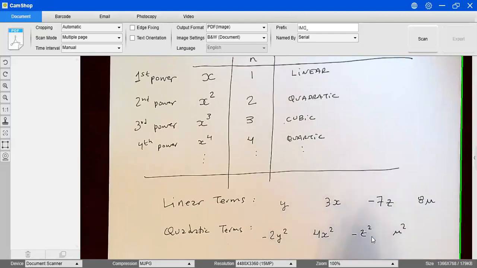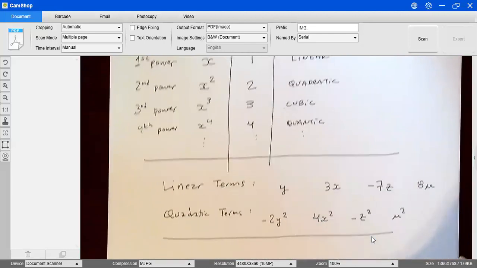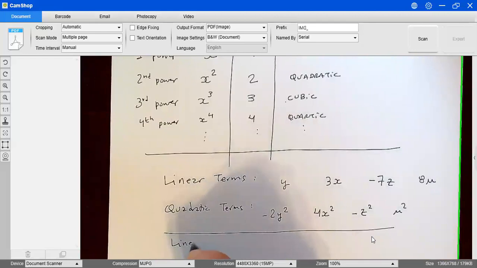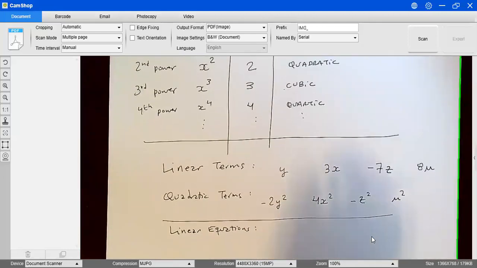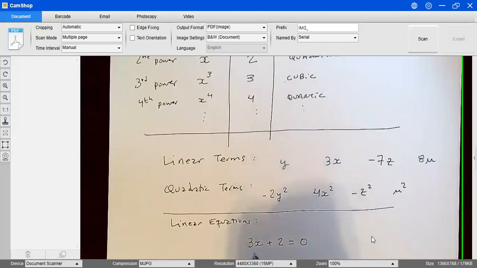We can use also the term linear to refer to equations. So we can have, for example, linear equations. Linear equations, remember we need the equal sign to be involved. So we can have 3x plus 2 equals 0. This is a linear equation because the term with the highest exponent or power is a linear term, so then the equation is a linear equation.